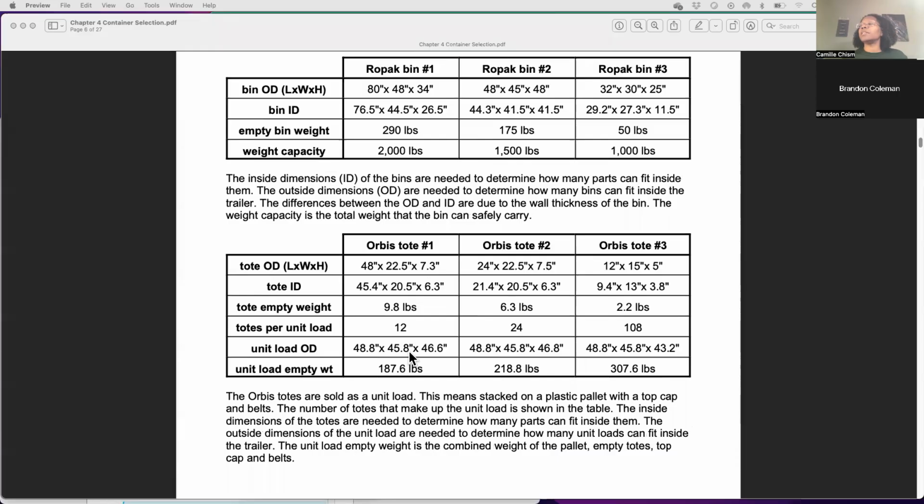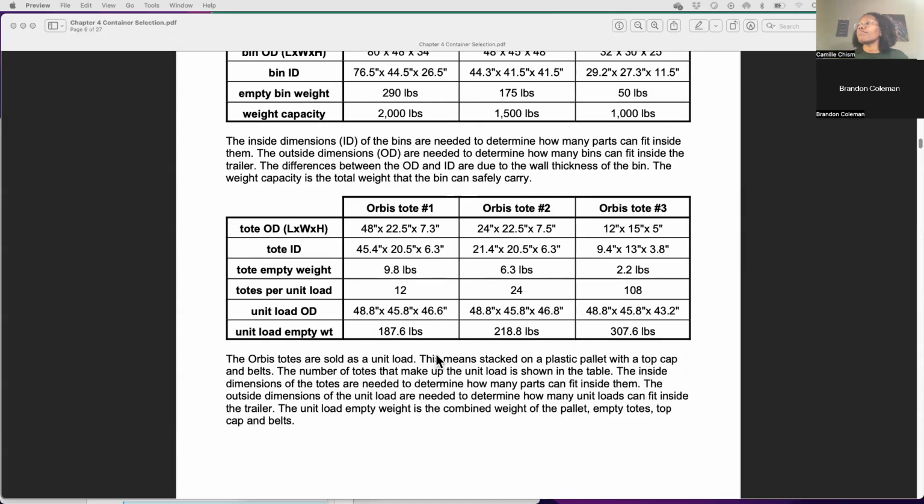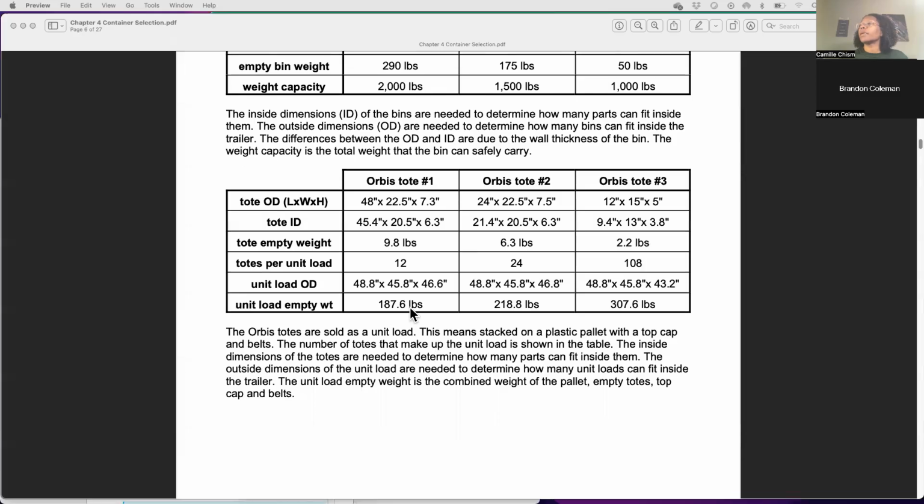And this tells you what the outside dimension is of that full unit load. And this gives you the weight of those unit loads when those totes are empty.